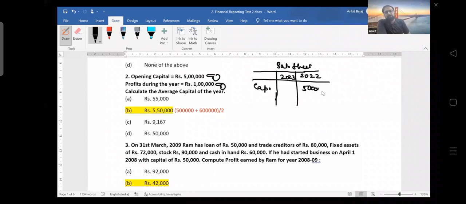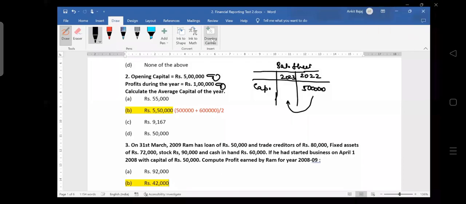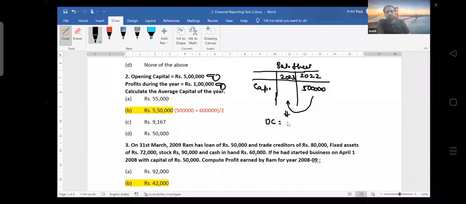Now this 5 lakh rupees will become opening capital for year 2023, yes or no? So opening capital for 2023 is 5 lakh rupees, and during the year the company has made a profit of 1 lakh rupees. So that should be added. So here you will add 1 lakh rupees profit. What is going to be the closing capital, the closing equity shareholders' fund? It is going to be 6 lakh. So opening capital is 5 lakh and closing capital is 6 lakh, and you have to find out the average capital.